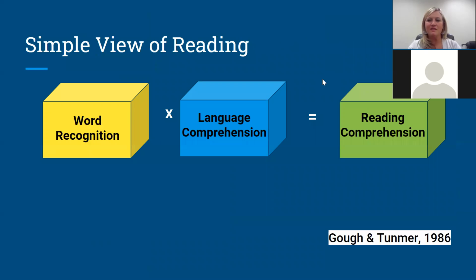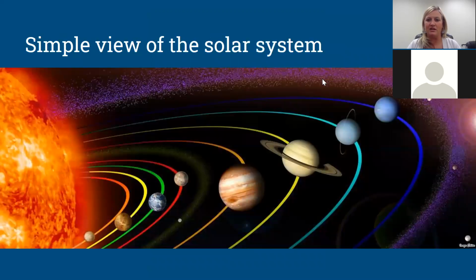So we're going to start with the first model of reading this afternoon, coming from Gough and Tunmer from 1986. This is something that those of you watching might be aware of or have been exposed to. This is considered the simple view of reading. The simple view of reading is broken down into word recognition, language comprehension, and reading comprehension. However, when Gough and Tunmer titled it the simple view of reading, a lot of people are laughing at that or having a little bit of pushback because, of course, anything you view can be viewed in a simple way.